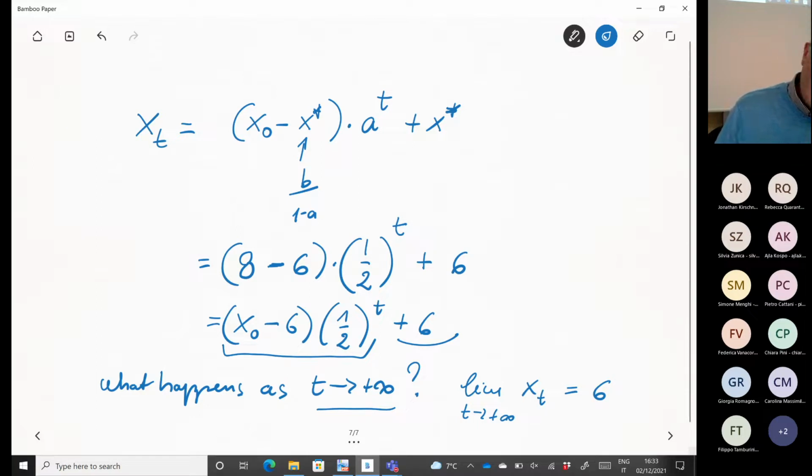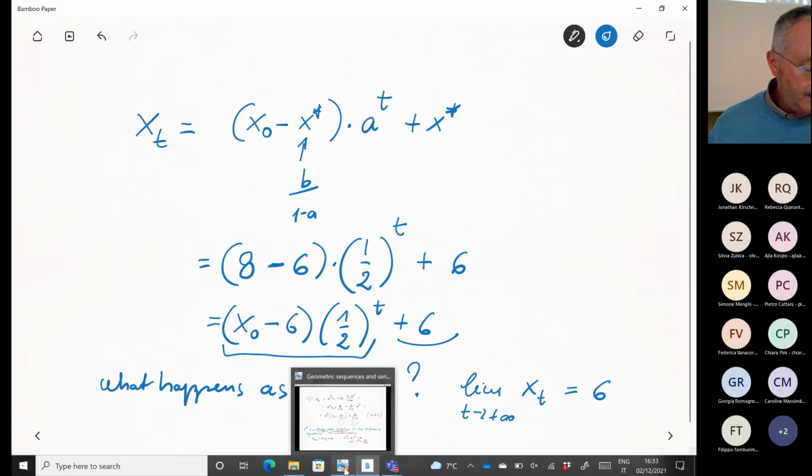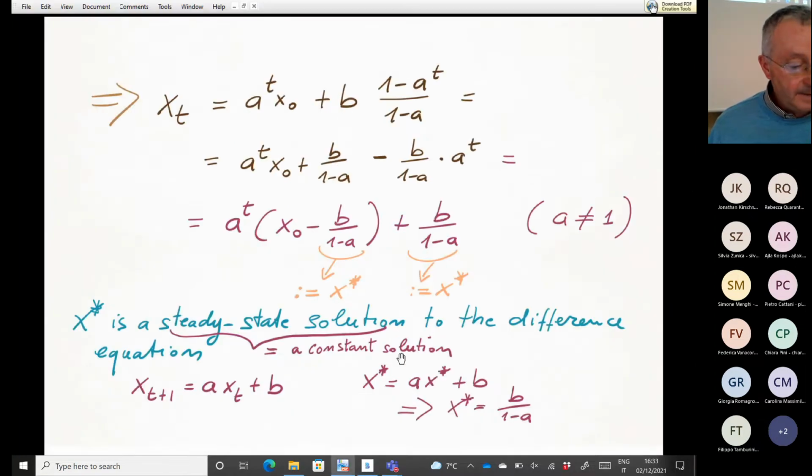So this is basically the main message from the behavior of the solution to that difference equation. Okay, so I go back to the slides. This is the structure of the solution. B over 1 minus a, which is x star. That's the long run, let's call it long run steady state level. The equilibrium component and the transitory component.